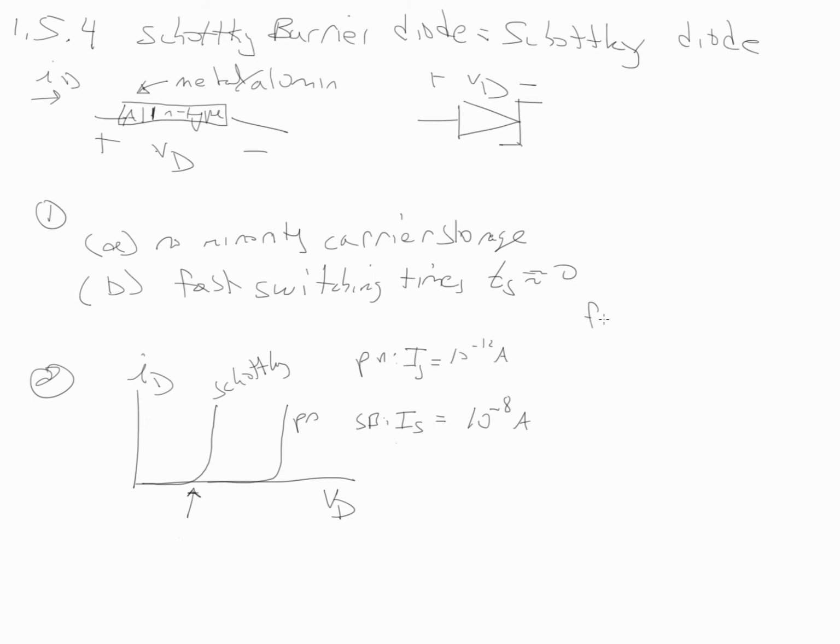And for a 1 milliamp ID, VD is equal to about 0.539 volts for a PN, or the VD for the Schottky barrier is 0.299, so about half. So it's less turn-on voltage and faster switching for the barrier diode.